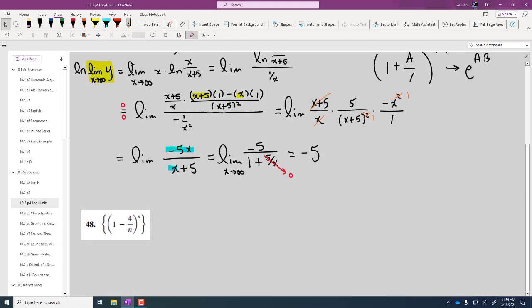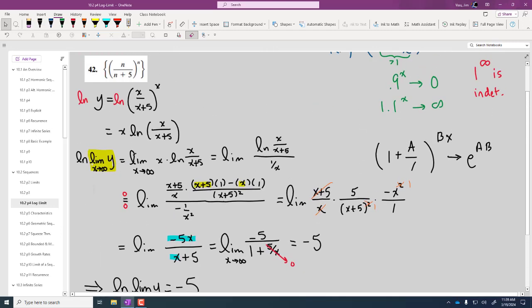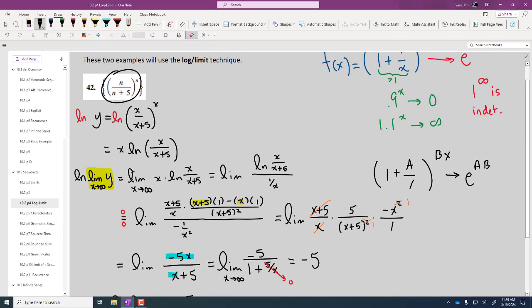So at this stage, we have an equation. On the left, let's write it out a little more formally. So right now we have natural log of limit of y equals -5. That's where we're at right now. And the whole goal is to find the limit of y. Y is what we started with. This thing up here is y. So we want the limit of that.